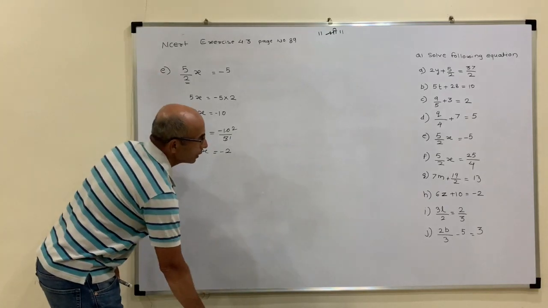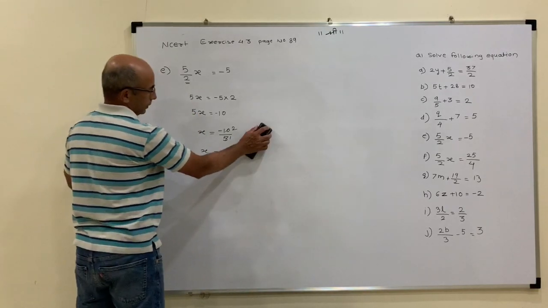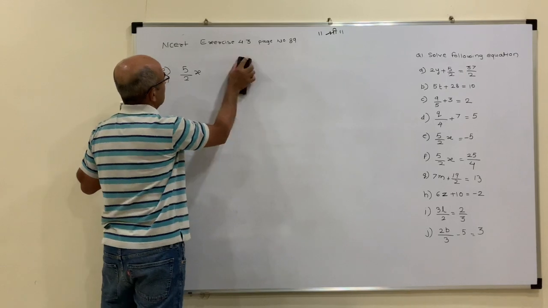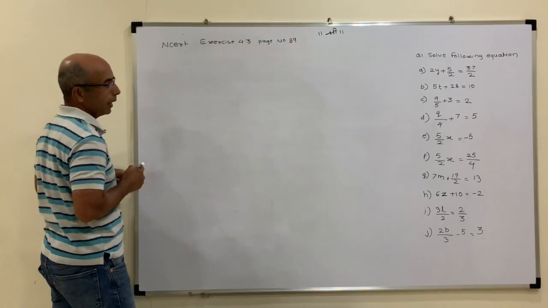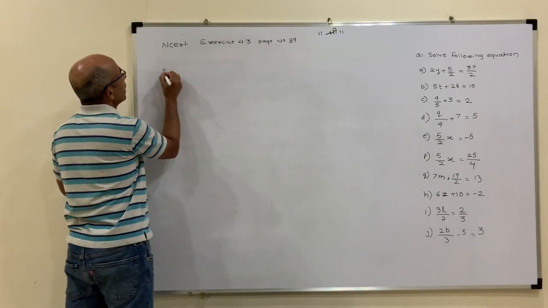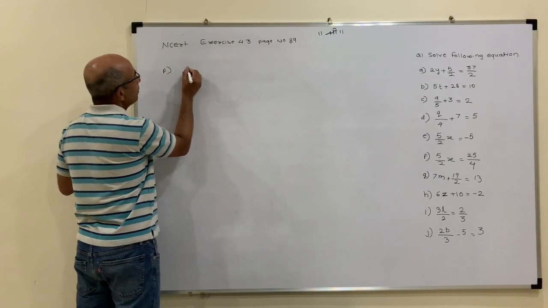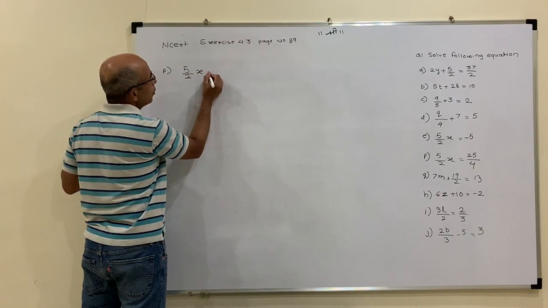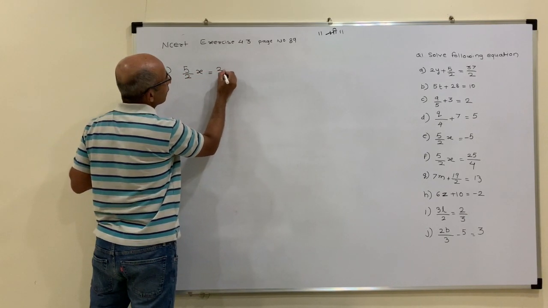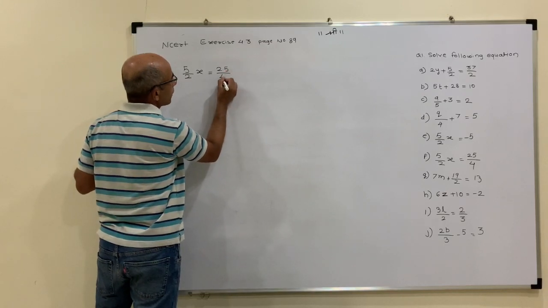Now let's look at the problem: if 5 by 2 into x equals 25 divided by 4.